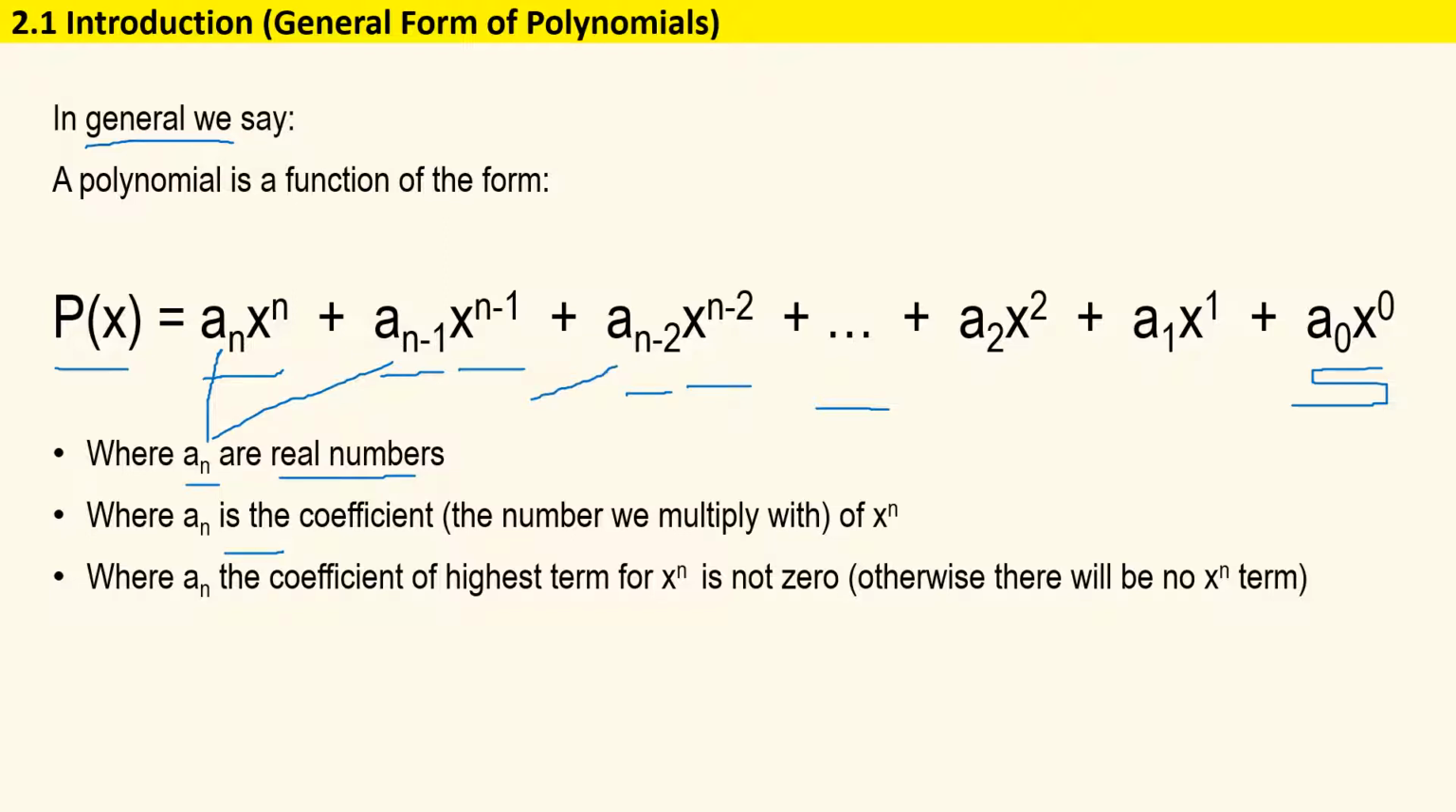And the an's are called the coefficients of the terms. So let's say an minus 1 multiplied by x raised to power n minus 1. In this term, an minus 1 is the coefficient, and the variable has x raised to power n minus 1 as its power. And an, which is the coefficient of the highest term, x raised to power n in this polynomial, cannot be equal to 0, because if this coefficient were 0, then there will be no term in x raised to power n.